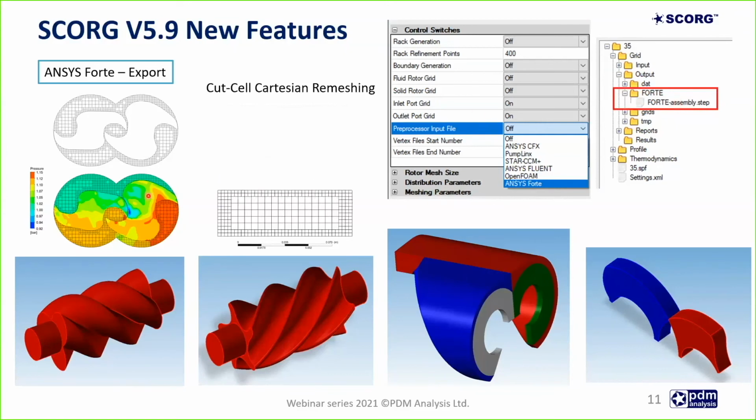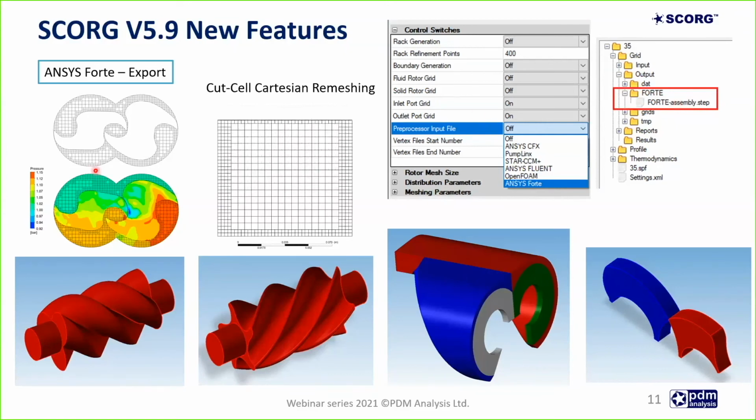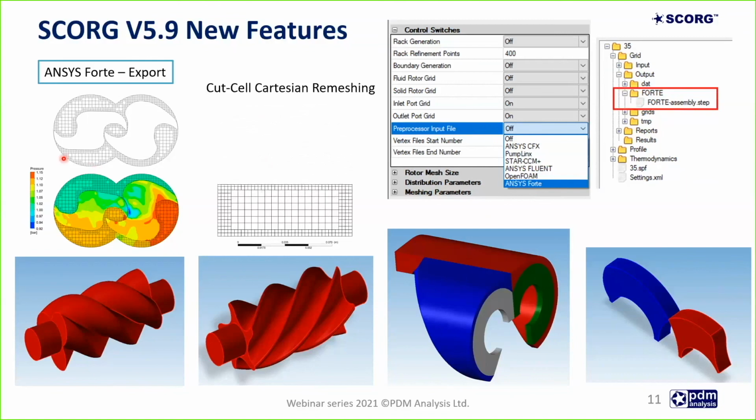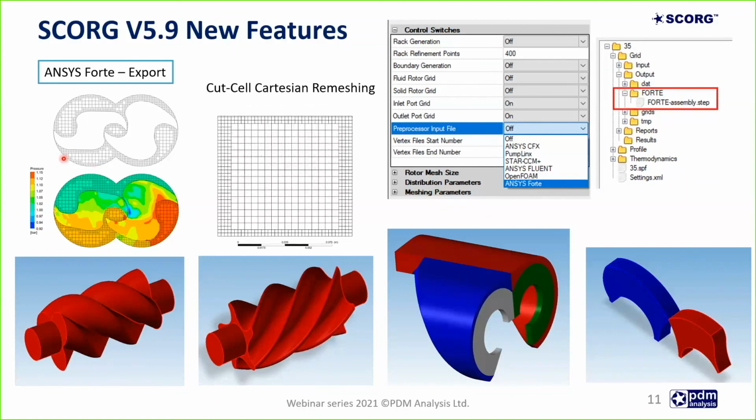An example is shown here of a hook and claw assembly. This typical grid generation is currently not available in SCORG. So users who are exploring this kind of geometry can take advantage of the ANSYS Forte export.